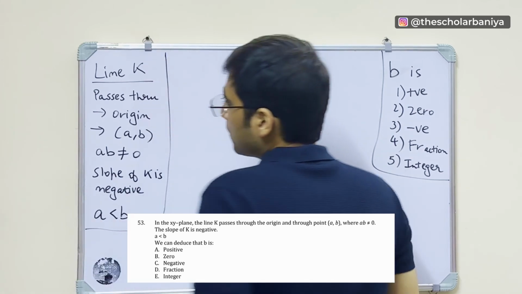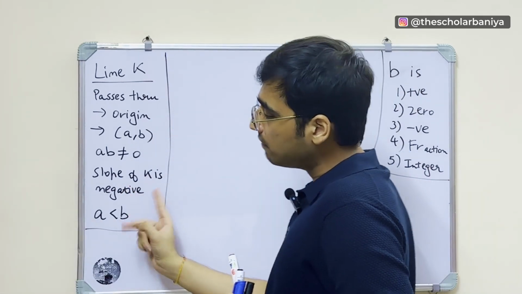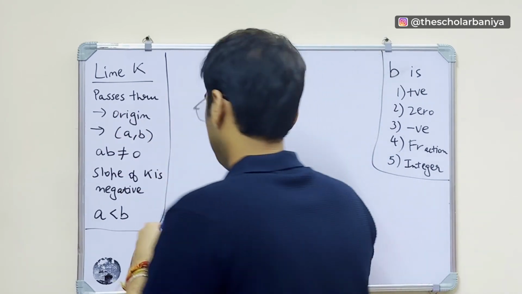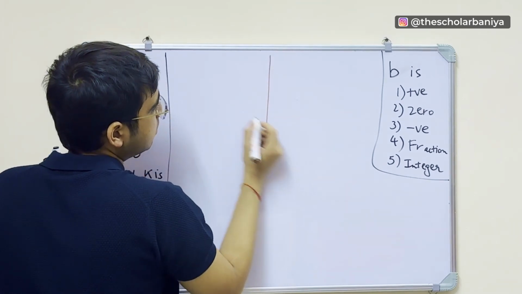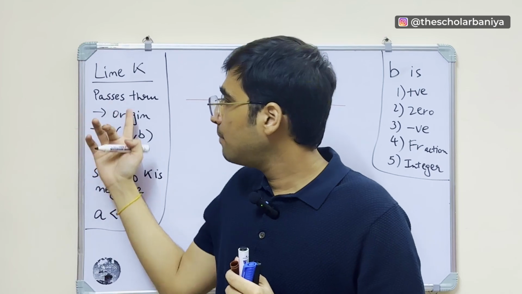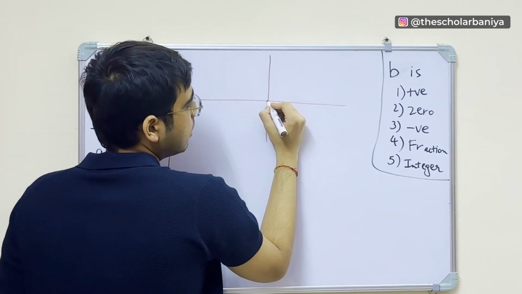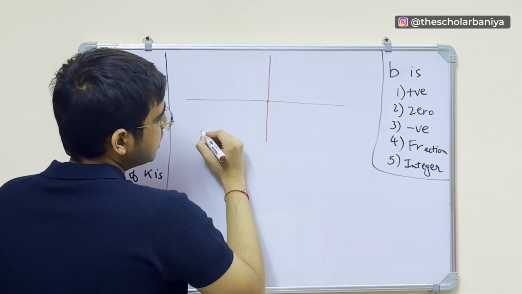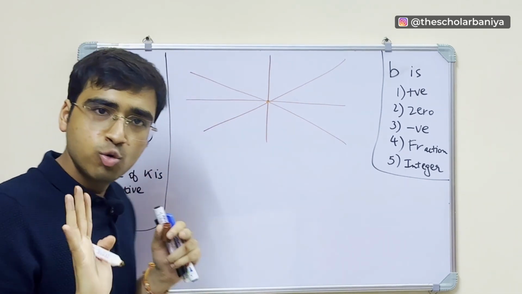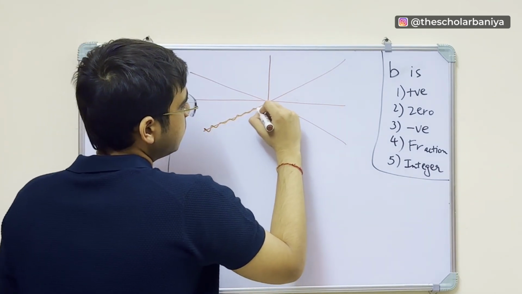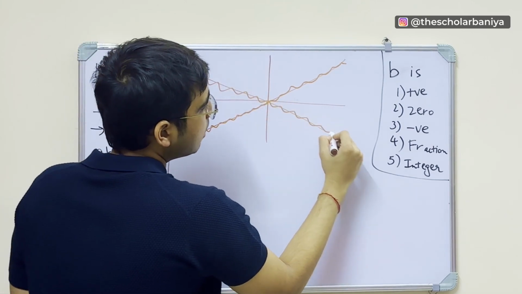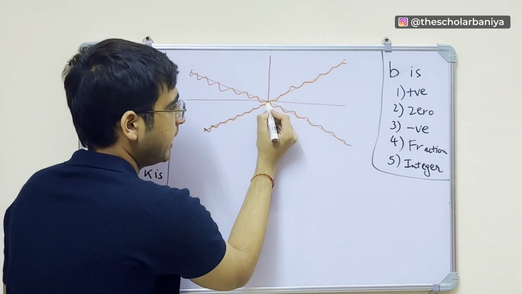So tell me one thing, the slope of the line K is negative, right? And it passes through origin and a point A comma B. So if I were to draw this roughly, one thing is for sure, that the line passes through origin, right? So one possible line can be this, right? Or the line can be this. So there are two possible cases. Either this can be the line because this is passing through origin, or even this can be one case where the line is passing through the origin, right?